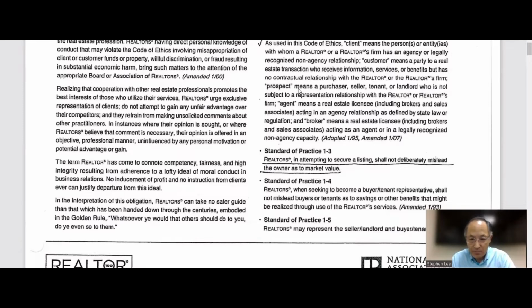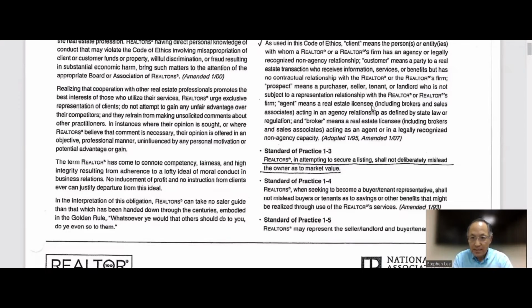What about prospect? Prospect means a purchaser, seller, tenant, or landlord who is not subject to a representation relationship with the realtor or realtor's firm. So a prospect can be a future customer or future client. Okay, that's prospect. So right now you have nothing to do with them legally. There's no representation relationship whatsoever, but there is potential.